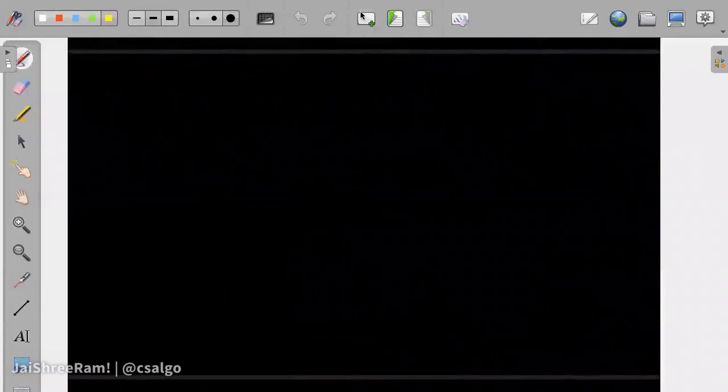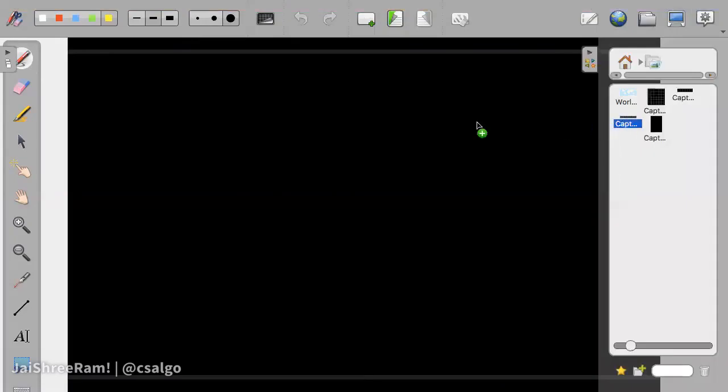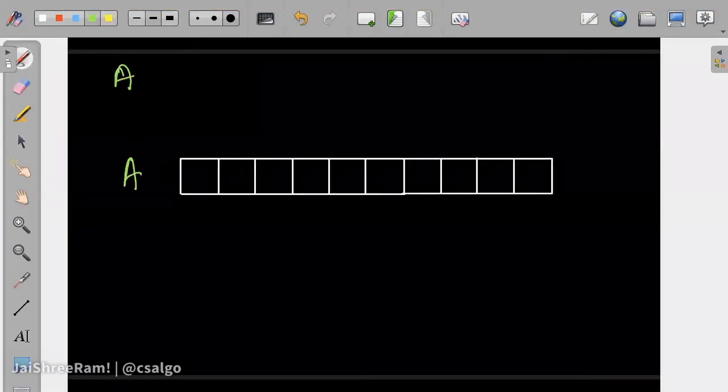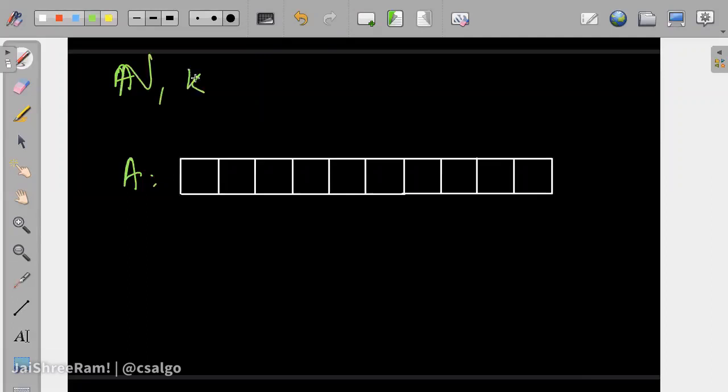So let's quickly look at one more problem. We might not be able to solve it completely, but let's quickly look at one more. Okay, so let's suppose you are given an array A, and this array has size n. You are given a k as well. A k parameter is given to you.